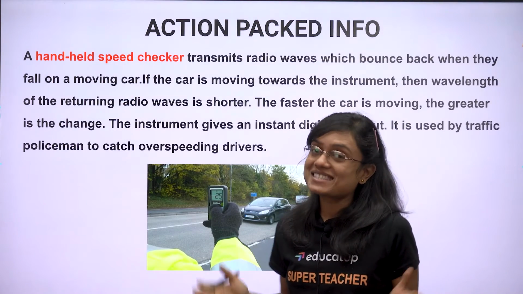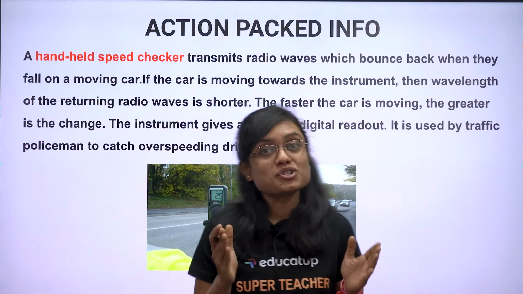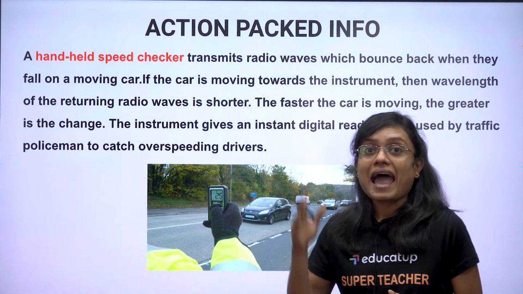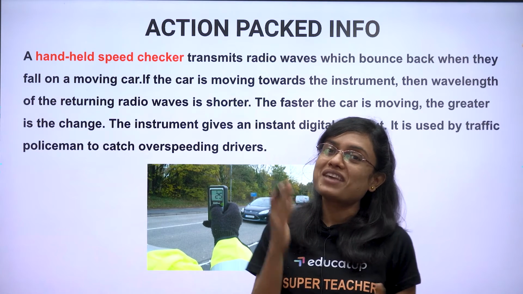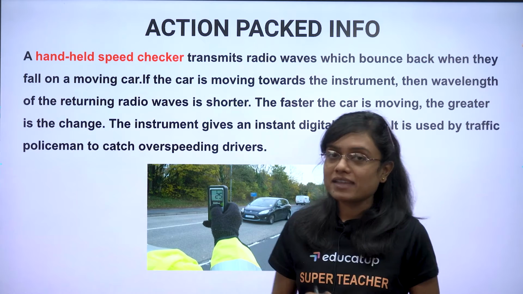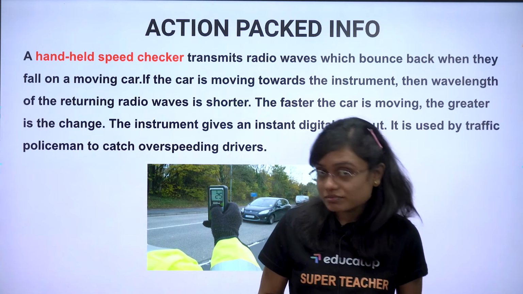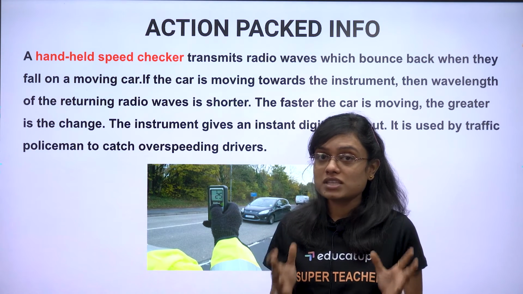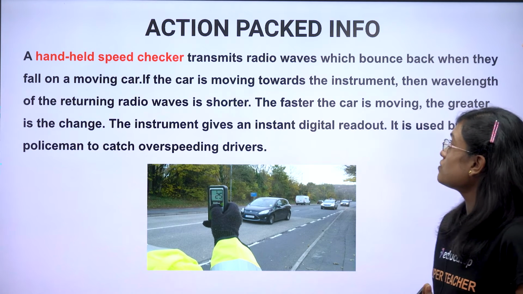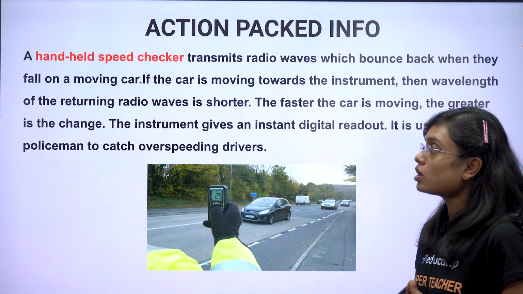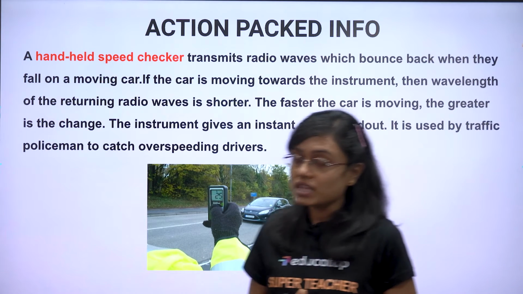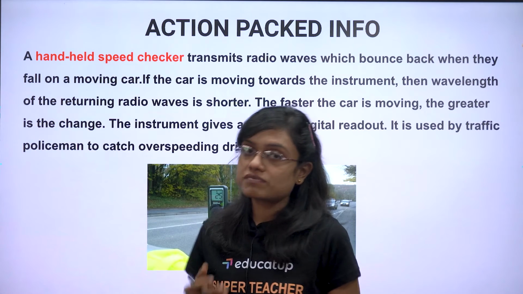Action packed info, guys, something very important for you, and you should know this. We are talking about a handheld speed checker. That's a very important device used by the traffic police department. It transmits radio waves which bounce back when they fall on a moving car. If the car is moving towards the instrument, then the wavelength of the returning radio waves is shorter.